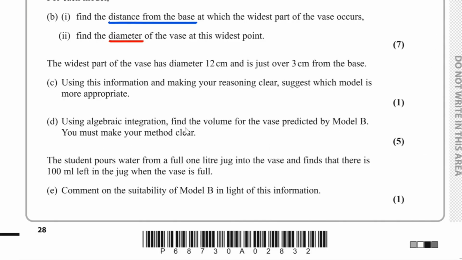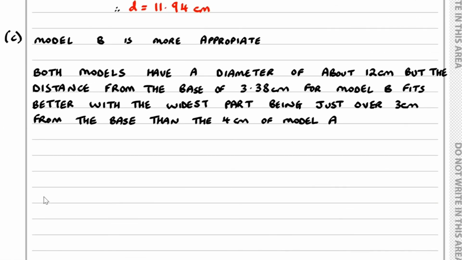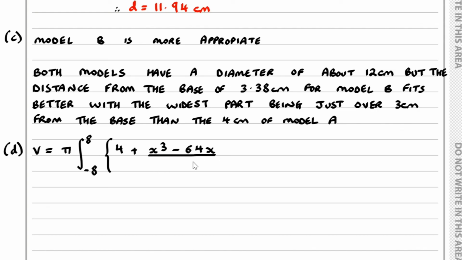Now for part D, we have to use algebraic integration to find the volume for the vase predicted by model B. You must make your method clear. So for part D, the volume V, that's going to equal, if I rotate by 360 degrees, I've got pi times by the integral from minus 8 to 8 of 4 plus x cubed minus 64x over 100 squared dx.